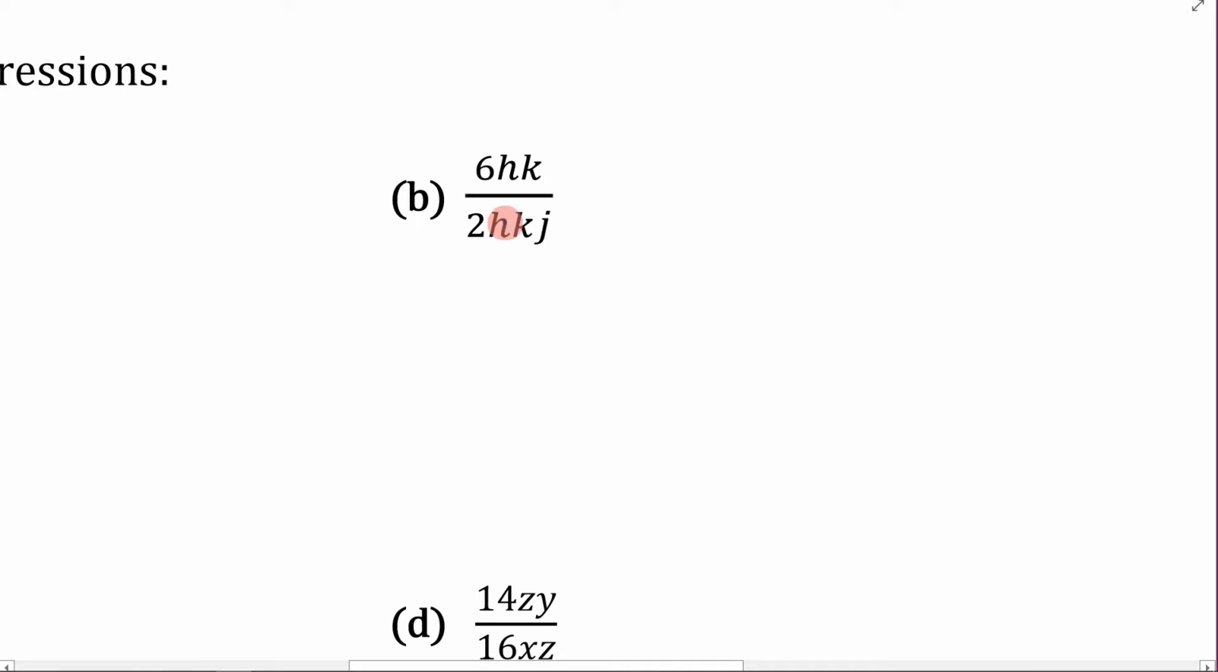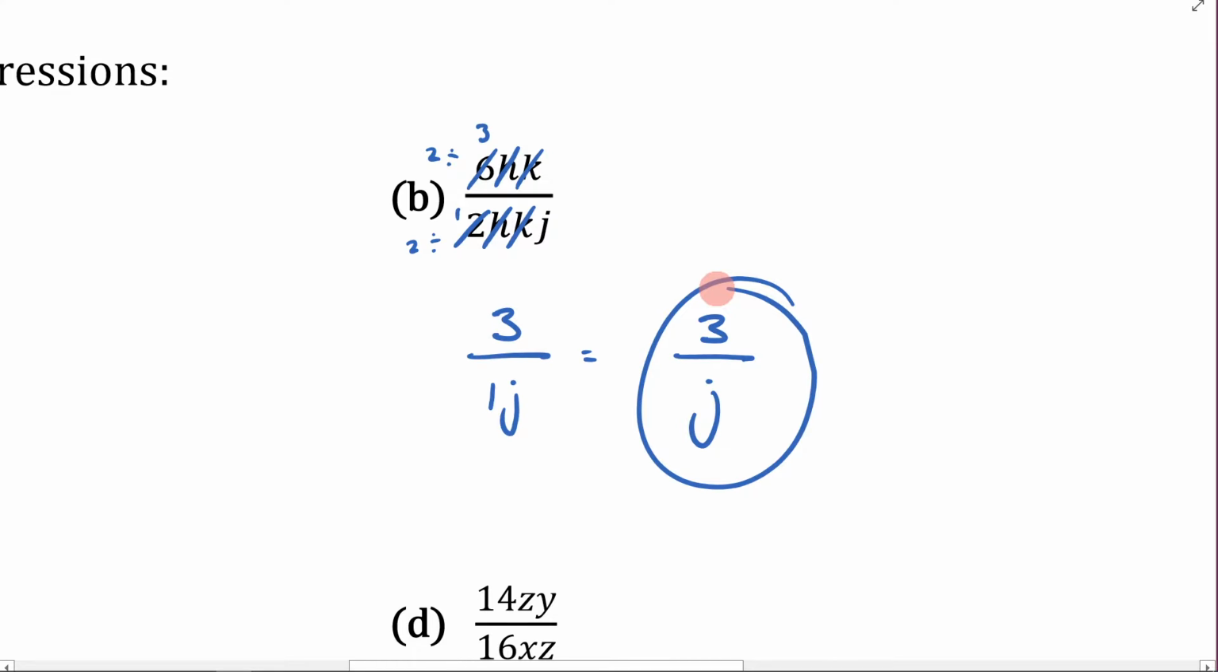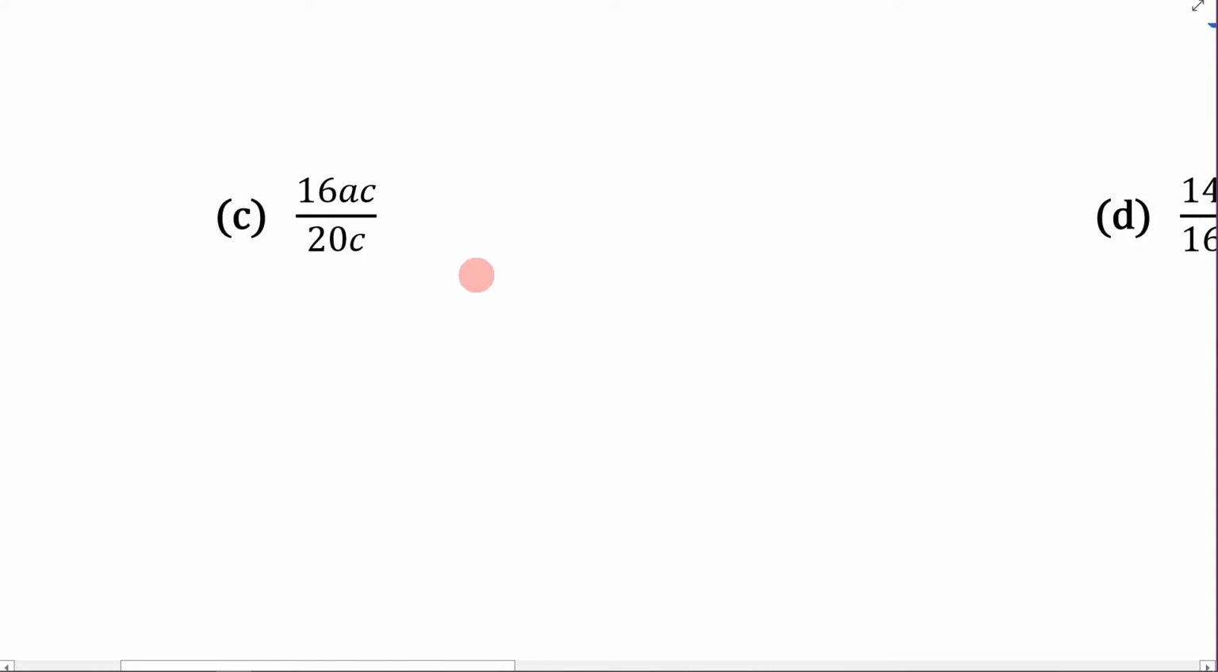What's happening here? Well, this H dies with that H, that K with that K, the J still there. Both of them can also be divided by 2. That is going to become 1 because 2 divided by 2 is 1. That's going to become 3. So I'm going to be left up with 3 up the top, then a 1, and then J. But remember, you just write that as 3 on J. That's my answer. Let's move on to the next one.